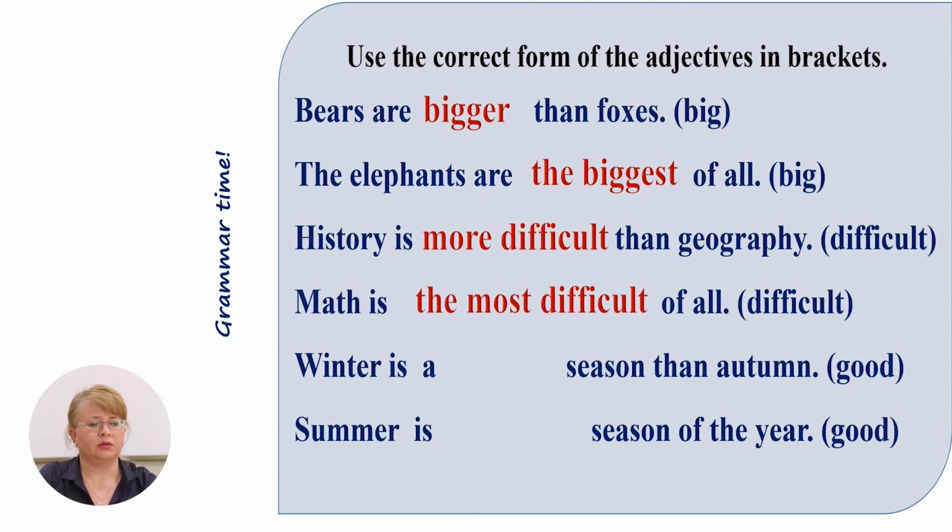What about winter? Pay attention to the adjective. We have to use the adjective good. Winter is a better season than autumn. Am I right? Yes. And the last one, what about summer? And I think you will all agree, summer is the best season of the year.